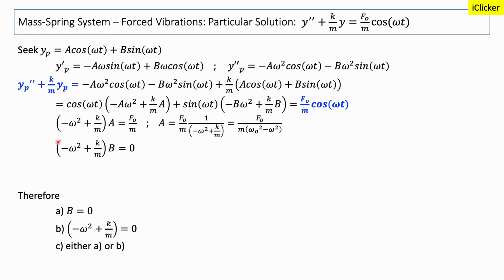What does this imply? Does this imply b equals 0? Does it imply minus omega squared plus k over m equals 0? Either A or B. The answer is it has to imply b equals 0 because omega can be anything. Your force can oscillate at any frequency. Okay, next.